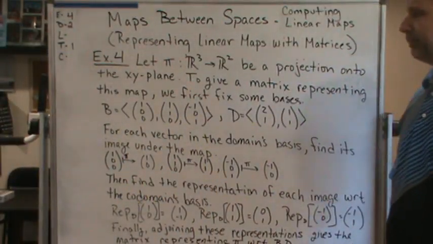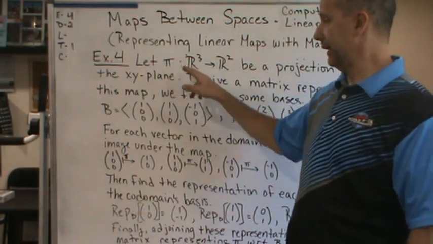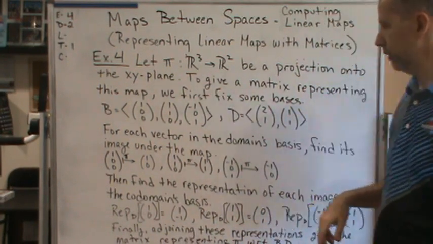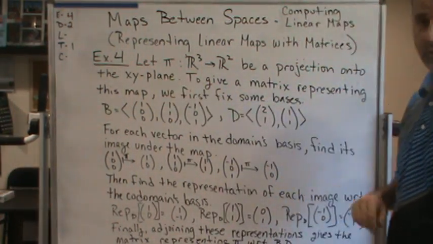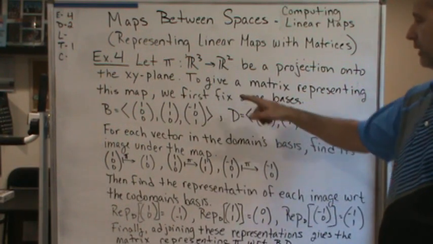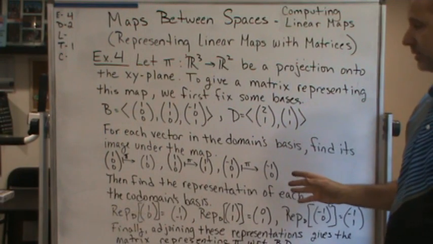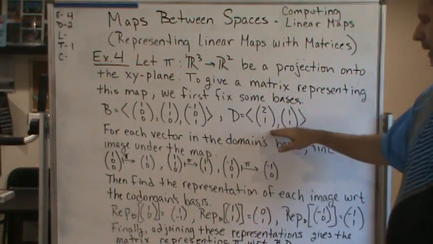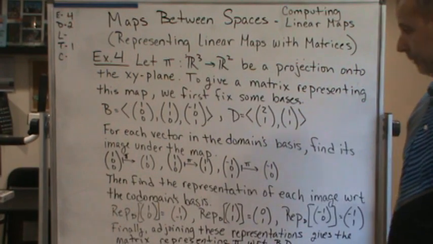Okay, in example 4 here, we're going to let pi equal a projection from R3 to R2. So it's going to be onto the XY plane. So it's just a projection onto the XY plane. And so to give a matrix representing this map, we first have to fix some bases. So here's a basis from the domain, and here's a basis from the codomain.